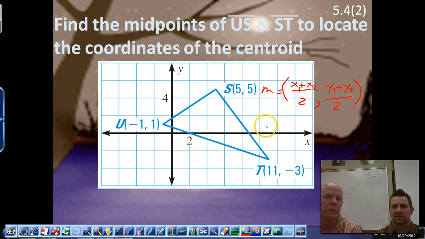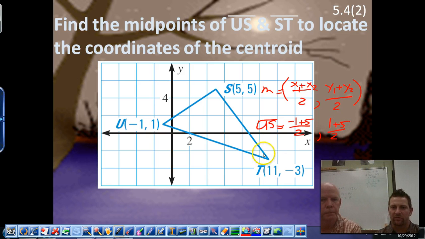So there's our formula. We just need to plug into that. So for the midpoint, let me just erase that out here, and we'll start with this. The midpoint for US, let's go ahead and do that one right now. So if I find the midpoint of US, I'm just going to go -1 plus 5 divided by 2, comma, 1 plus 5 divided by 2.